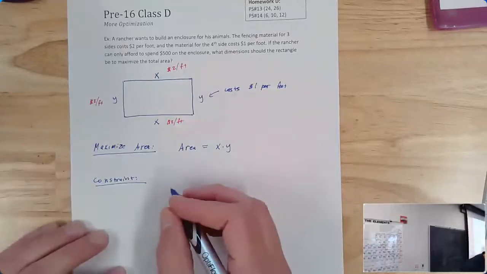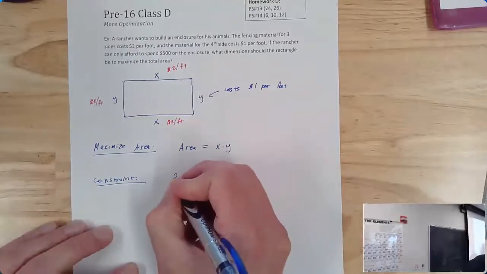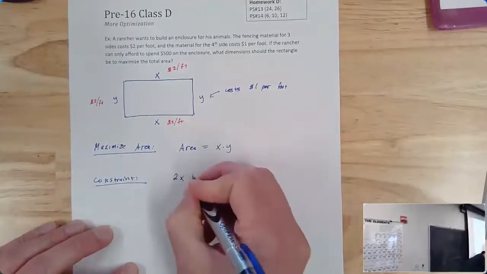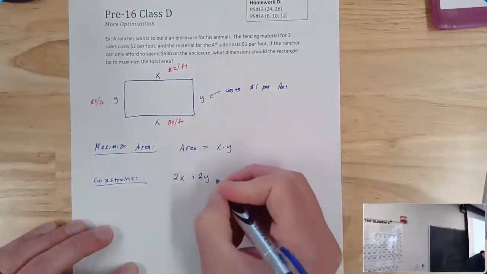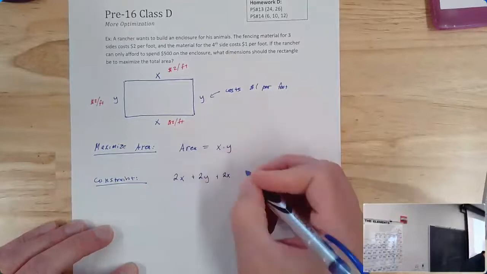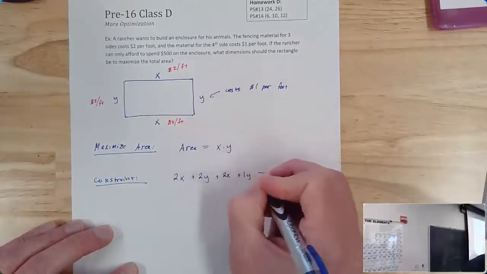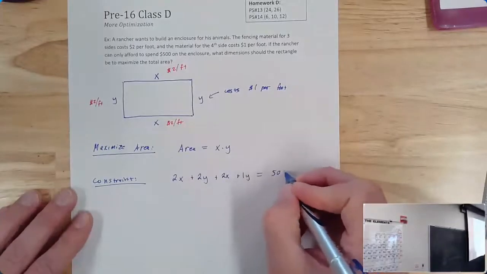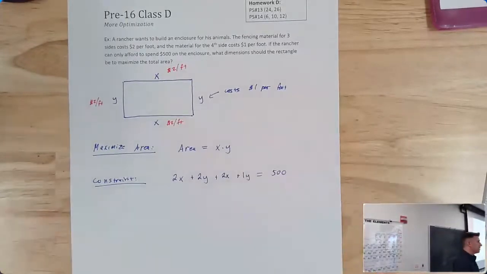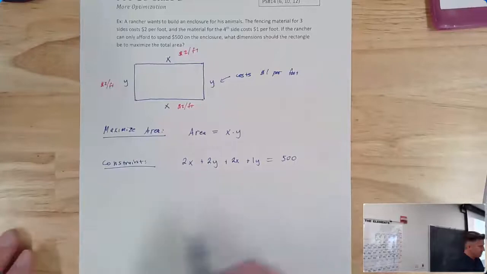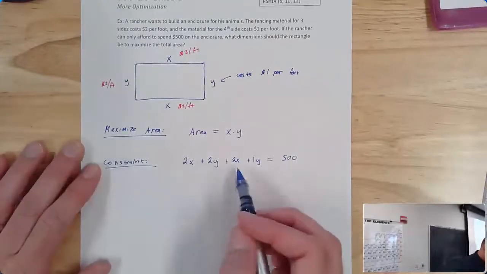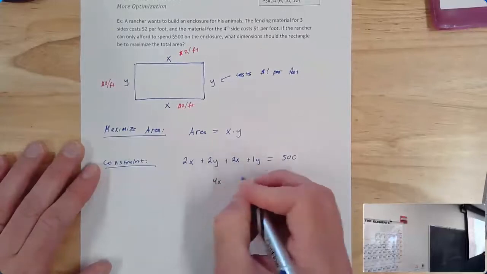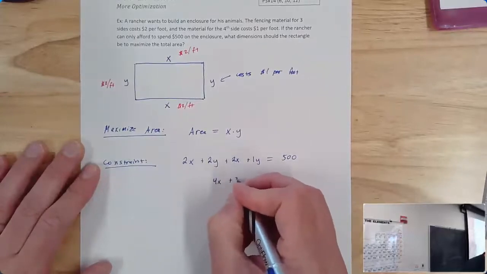So the constraint is going to be that we have $2 times X plus $2 times Y plus another $2 times X plus $1 times Y is equal to, I have $500 to spend. And I'm going to spend it all. Now, of course, you can skip this not simplified version and go straight to, well, I know I have 2X plus 2X is 4X, and 2Y plus 1Y is 3Y equals 500.